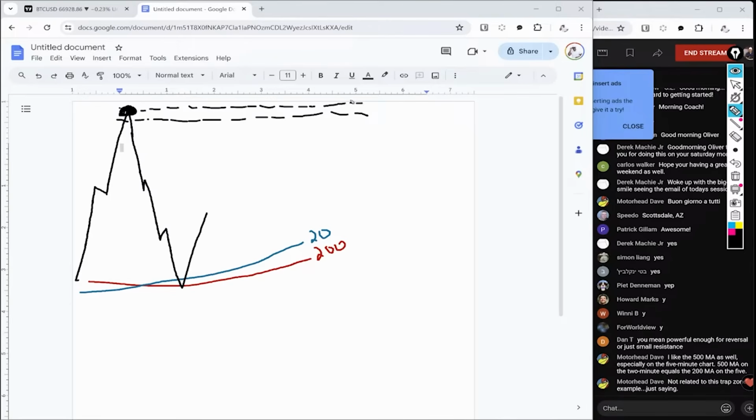Where did pain begin? Pain started for the longs. Pain started right there. Boom! They started feeling the pain if you were long. Where was the beginning of that pain? Where did the collapse start from? What's the origin point? That origin point is a zone, an area.